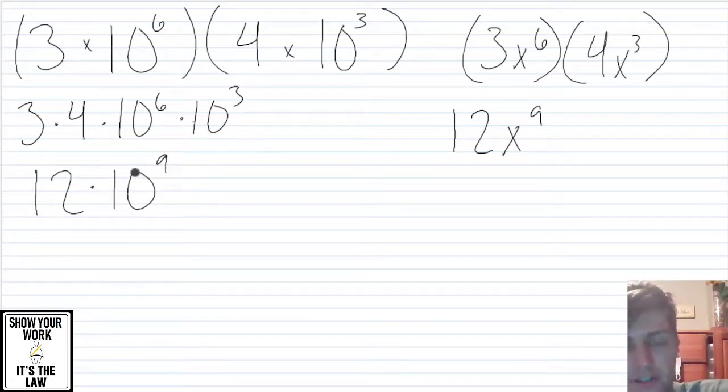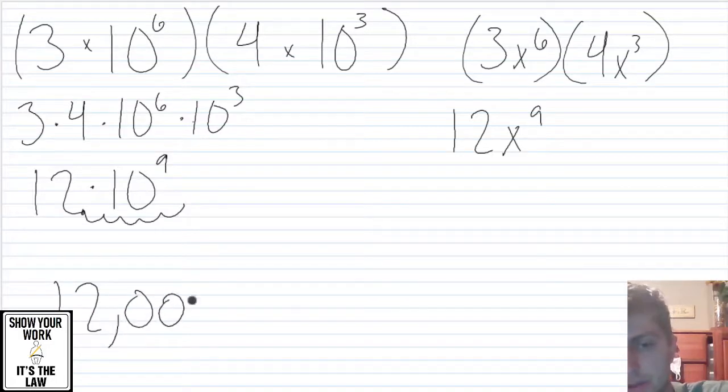Okay? And so from here, all we've got to do is move the decimal right here, 9 times. 1, 2, 3, 4, 5, 6, 7, 8, 9, which is going to give us 12 billion.